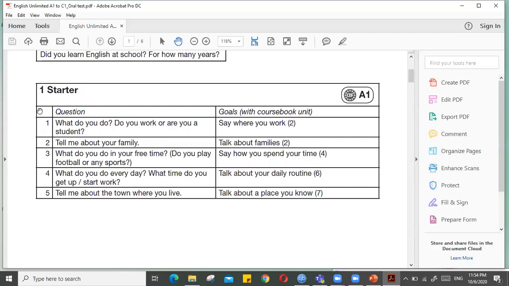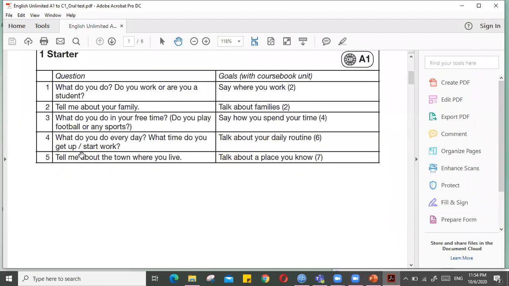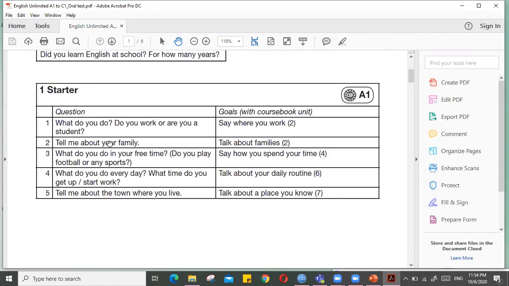So here we have A1, the starter level, where we talk about really simple questions. What do you do? Do you work? Are you a student? Tell me about your family. And here are the units in the book, but forget about the units and let's focus on the questions themselves. As we said, the starter level student is someone who can talk about themselves and express the environment around them.